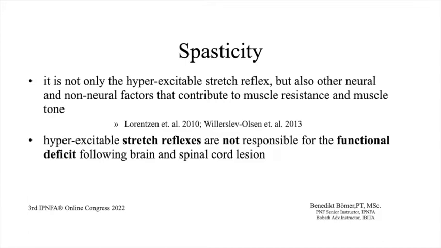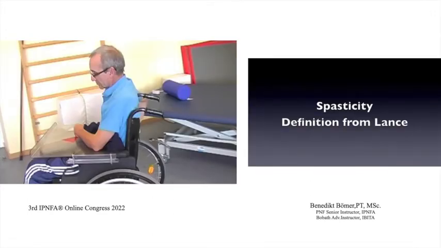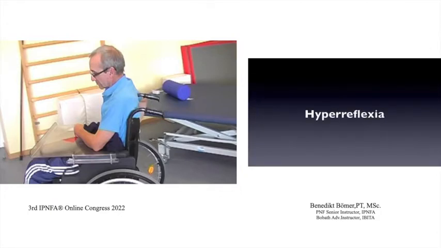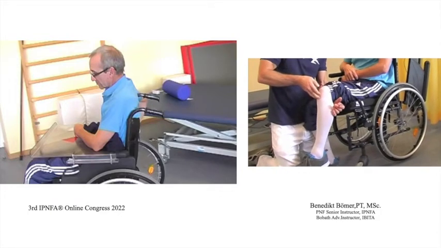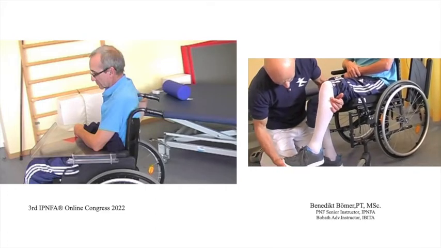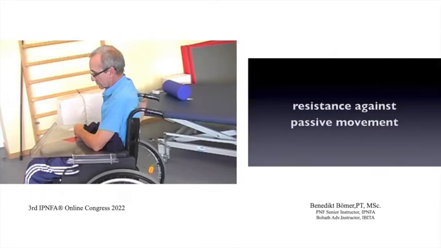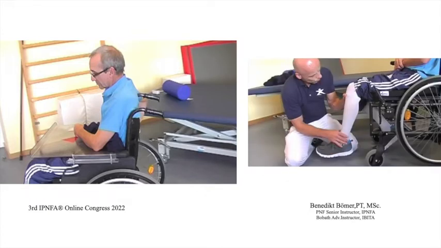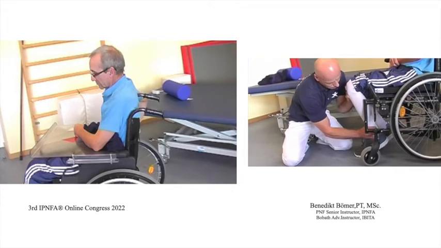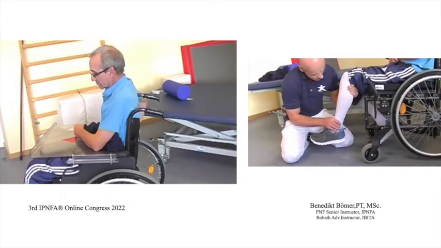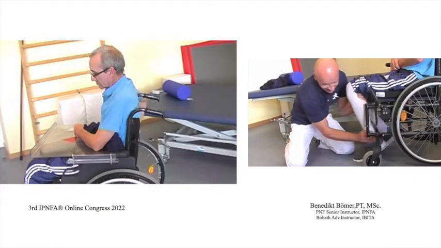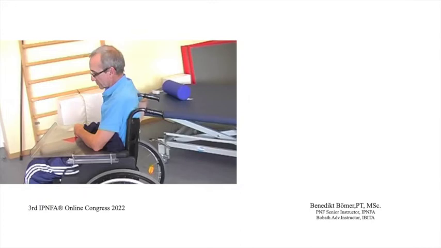We can say the hyperexcitable stretch reflexes are not responsible for the functional deficit following brain and spinal cord lesion. If you look one more time at my patient, you remember we saw him during my explanation of the definition of spasticity. This is huge hyperreflexia of the patellar tendon reflex, and also this clonus, in combination with this huge resistance against knee flexion. We would expect a huge extension spastic pattern of his left leg.